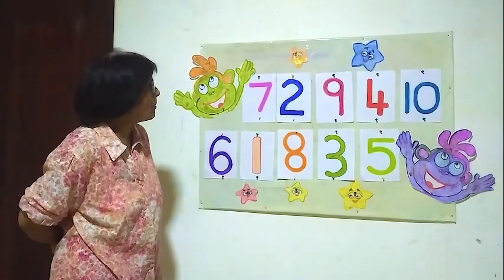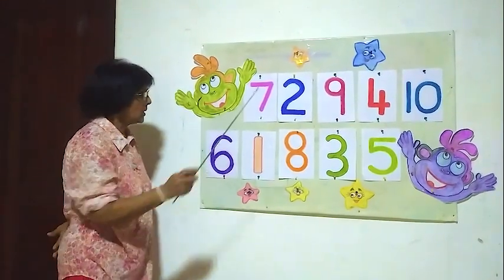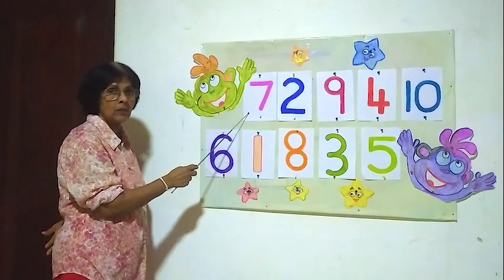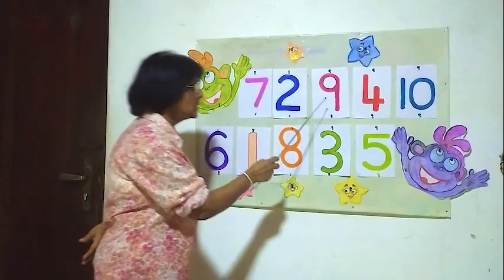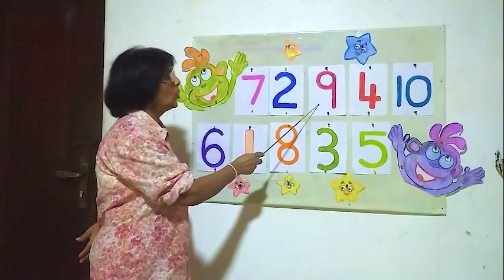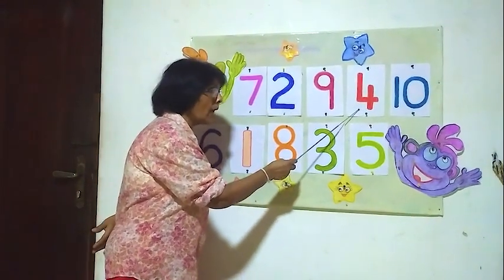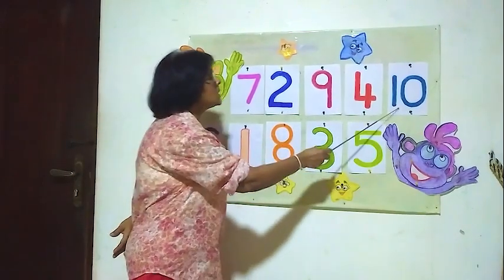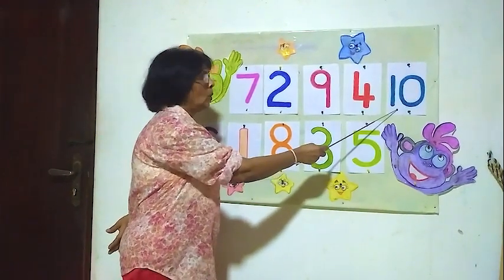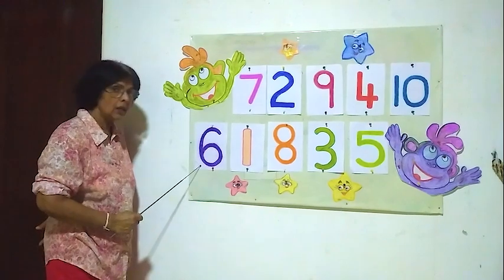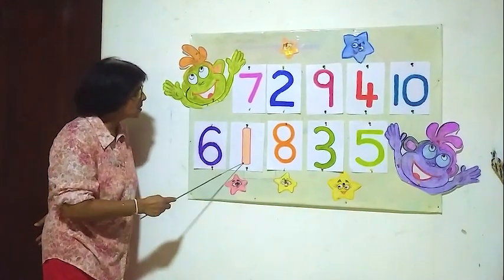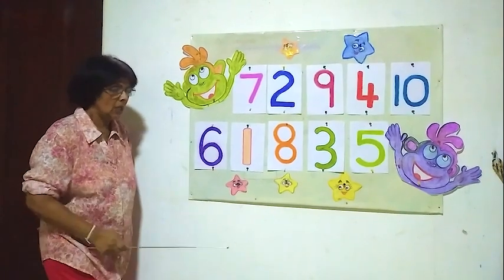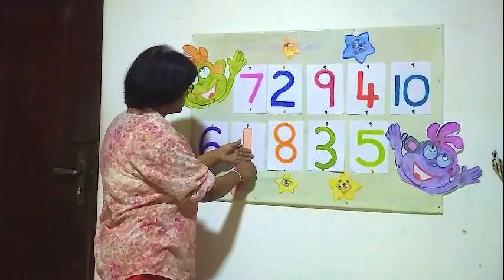Okay. Where's number 1? Is this number 1? No. Is this number 1? No. Is this number 1? No. This is 6. Is this number 1? Yes. So, we'll take this out from here.